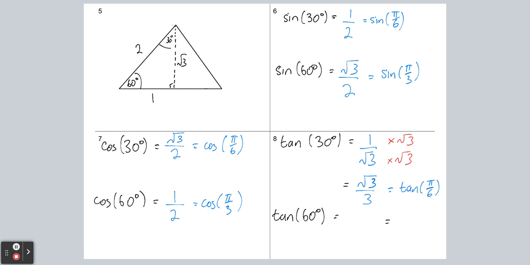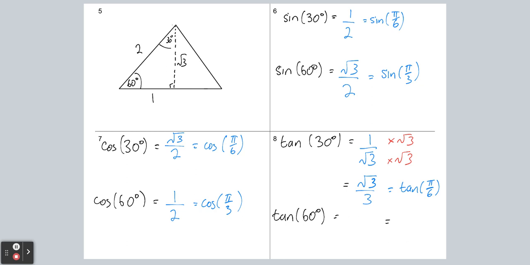which of course is the same as the tan of pi on 6. This is possible because all I'm doing is multiplying the top and the bottom of the fraction by the same number. It's a fancy number, root 3, but it is just a number. And therefore, this is an equivalent fraction, which means it's the same value, it just looks different.